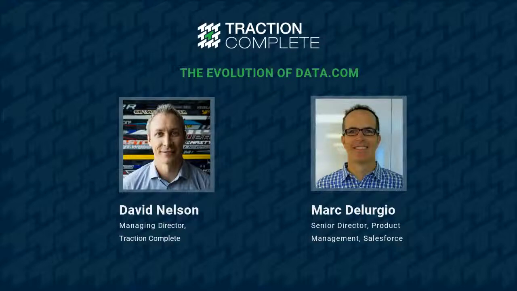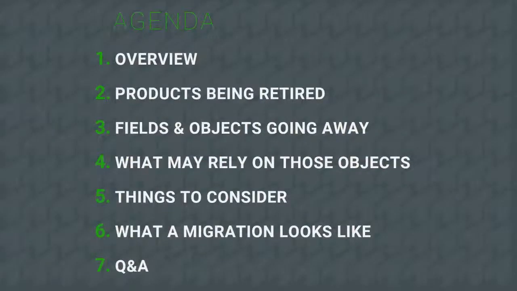Yeah, awesome. Thank you. So as an agenda, we'll run through a quick overview of what's happening, what's going away and when, the specific products that are being retired, the fields and the objects that will actually disappear as they get retired, and then things that customers want to consider. So what might rely on those that will be interrupted or affected if they don't do anything before that end date. And then what an actual migration will look like. And then we'll leave lots of time for question and answer at the end.